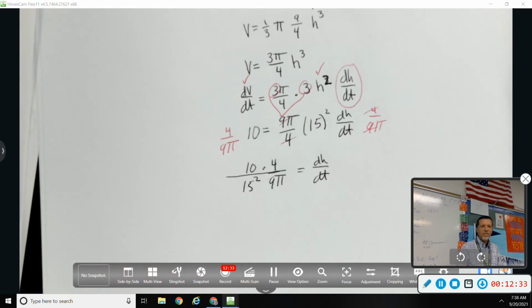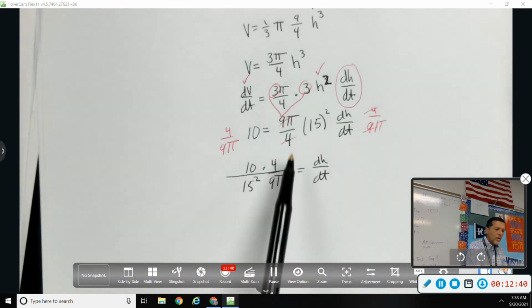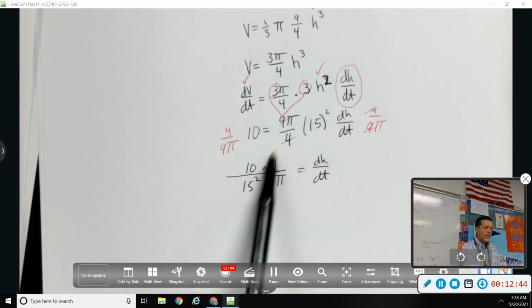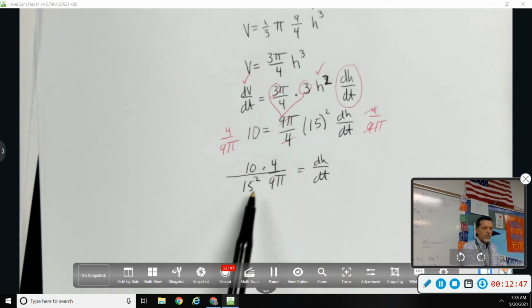And there's my answer. I could type that in and get a decimal, but I don't want to mess with it really. I do need to include units. One way to include units, of course, is to keep up with all the units during the whole problem and then do the unit algebra and see what you're left with.